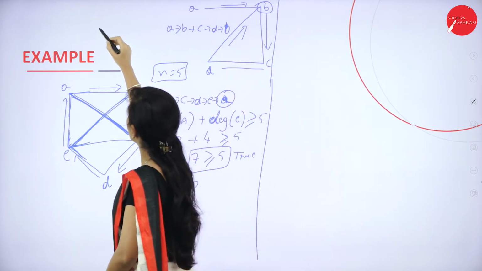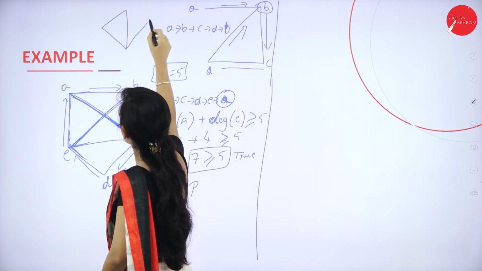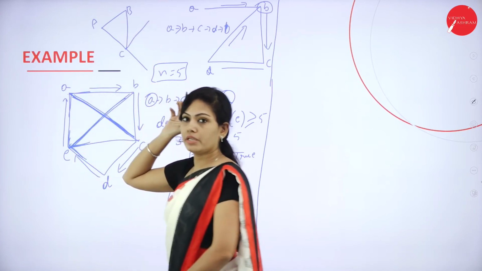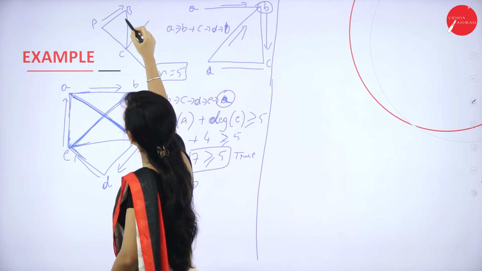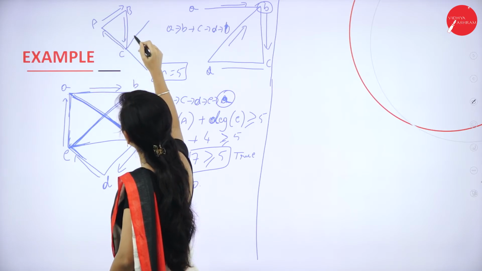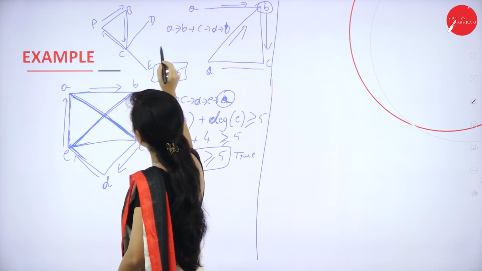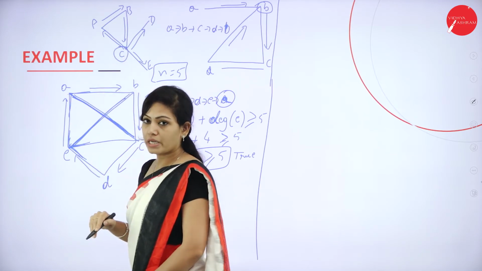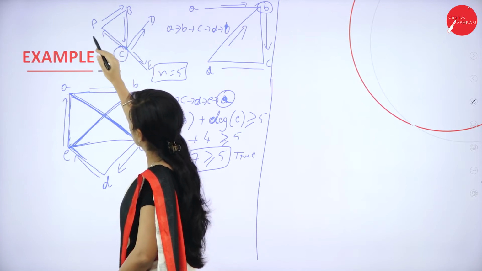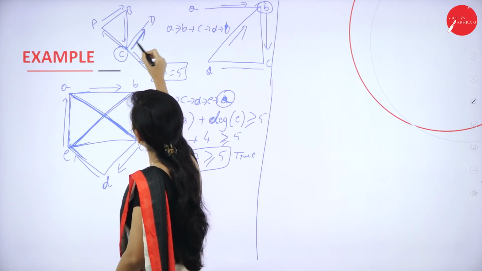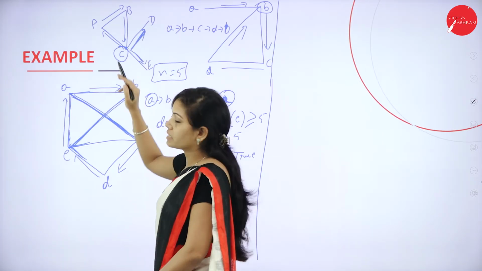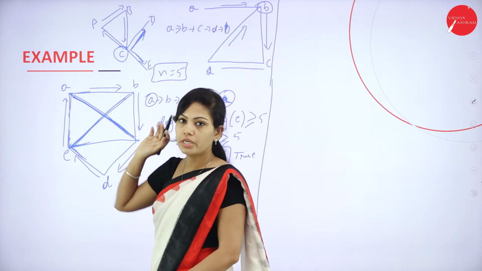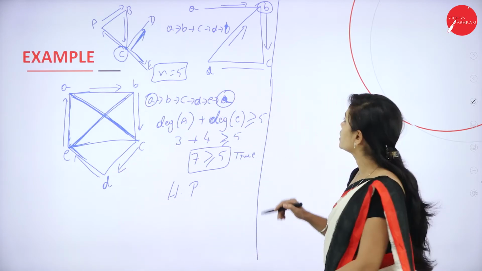Another example. So A, B and C. We have three vertices. Check whether it satisfies the Hamiltonian condition or not. A to B, B to C, C to A is okay. But here we have D and E. So again C to D and C to E. Here C is visited thrice, because A to B, B to C, C to A, and again C to D and again C to E. So it is not satisfying the Hamiltonian condition. Clear? And the next example.